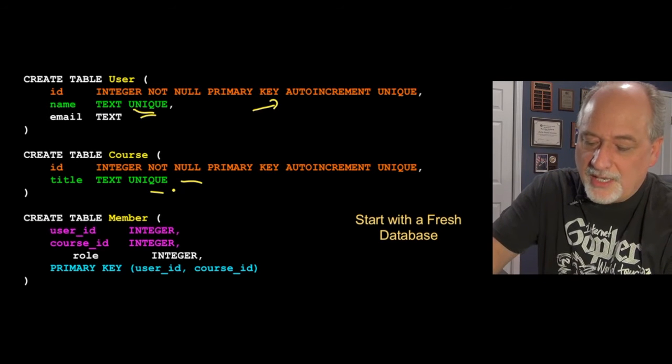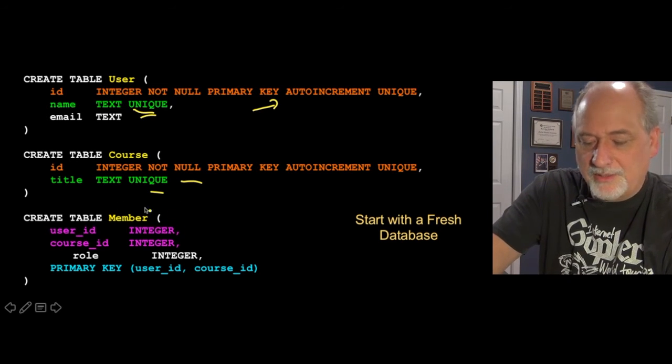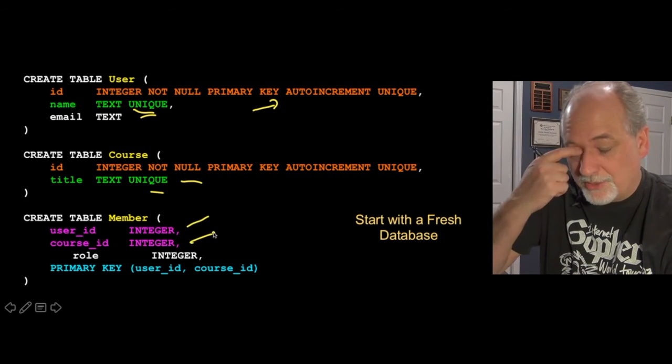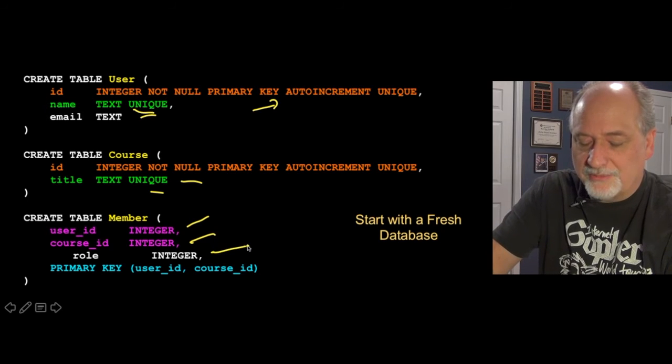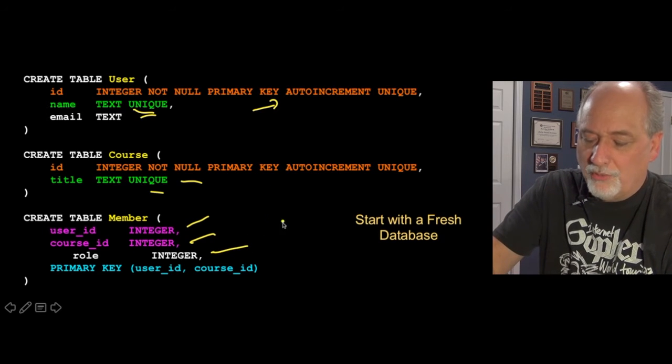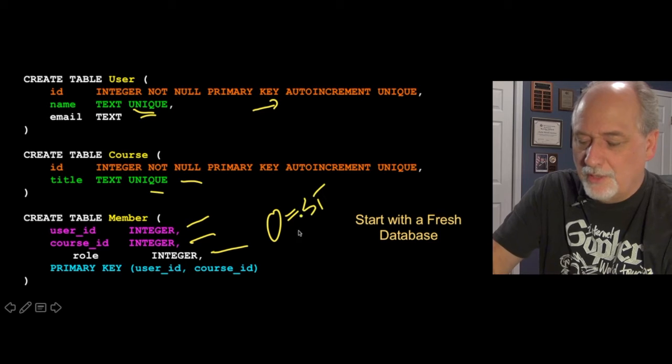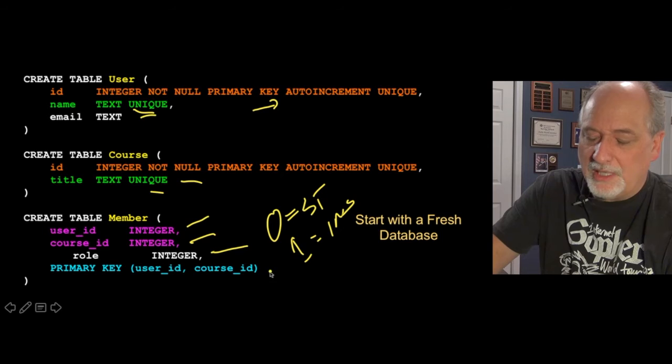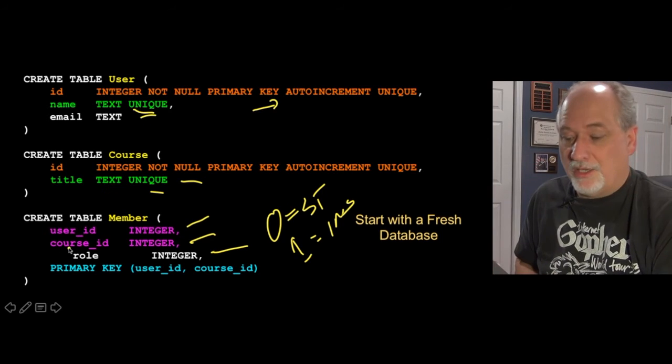Now the connector table here is a table member, and it has two foreign keys, user ID and course ID. And you can even model some data here. So I'm going to model role, which is going to be 0 equals student and 1 equals instructor. And then I'm going to indicate that the primary key or uniqueness constraint is the combination of the user ID and the course ID.